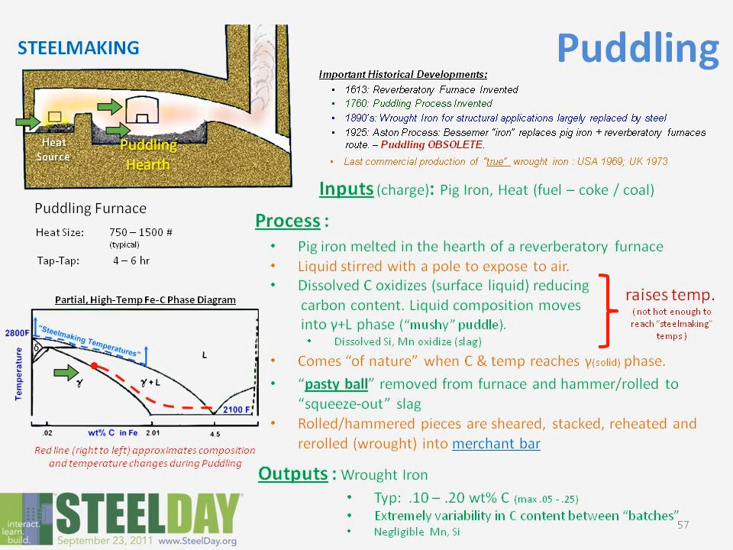At that point, it's pulled out of the furnace, and it's rolled and hammered. Those pieces are sheared, stacked, reheated, and re-rolled. They were rolled into something known as merchant bar, and that's a term that actually hangs over to today. Again, low carbon, with extreme variability in the carbon content between batches.